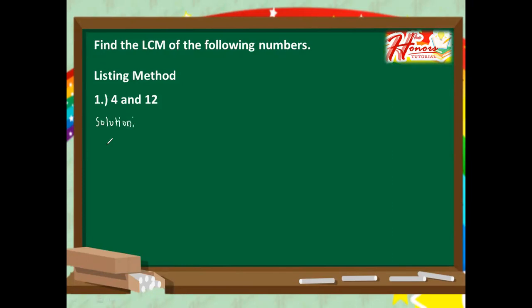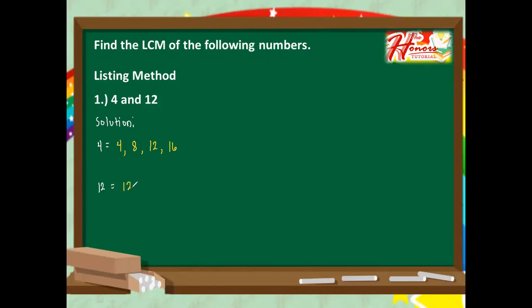And then we will be writing the given vertically. So it will become 4 here and 12 here. And then we have to do skip counting. Okay. So let's start with 4. So that is 4, 8, 12, 16. You can stop here and then proceed with 12.